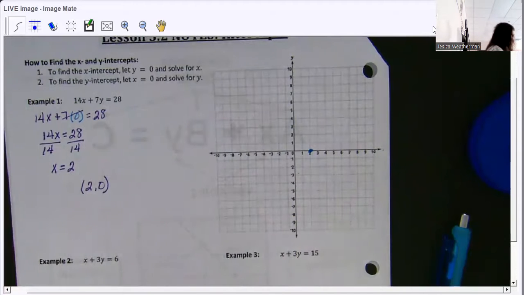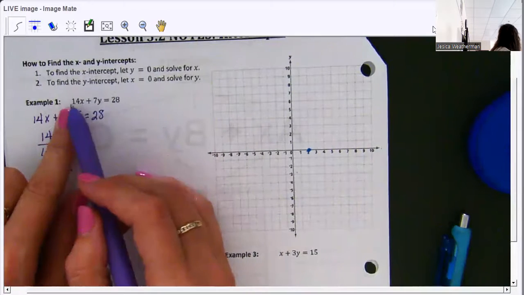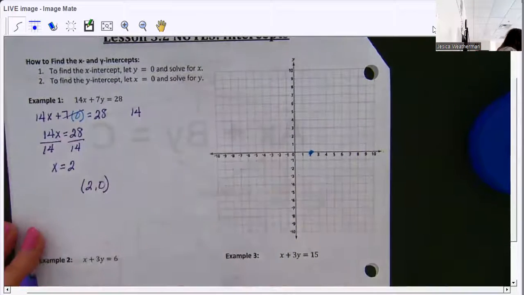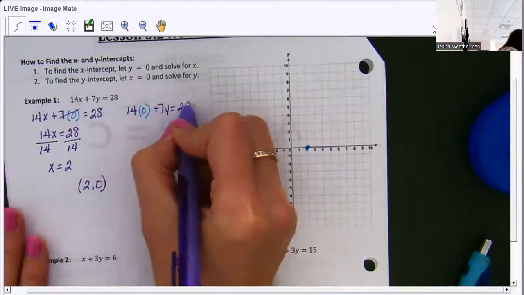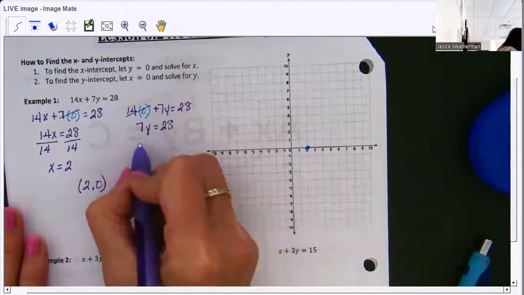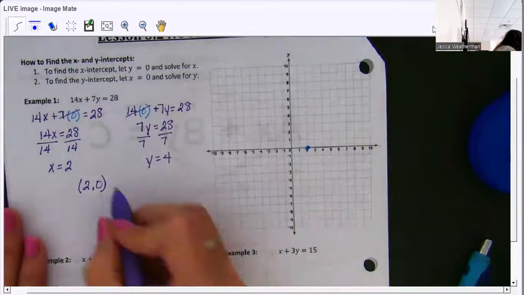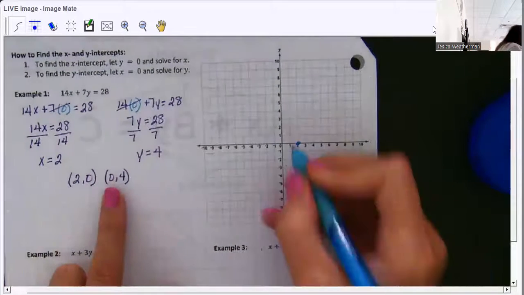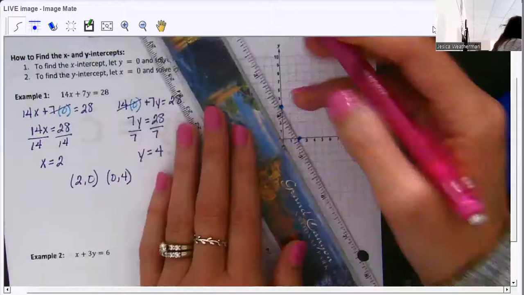Now I'm going to find the y-intercept. I'm going to do the same thing, but this time I'm going to plug 0 into x so that I can get rid of that, and I'm left with solving for y. So that looks like this. 4 times 0 plus 7y equals 28. 4 times 0 cancels out, and I'm left with 7y equals 28. Divide by 7, y equals 4. And now I have a y-intercept of 0, 4. I can plot that point here. And remember, we only need 2 points to graph a line, and now I can graph this line.